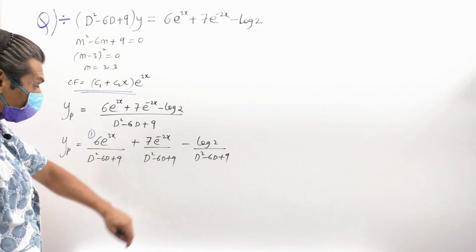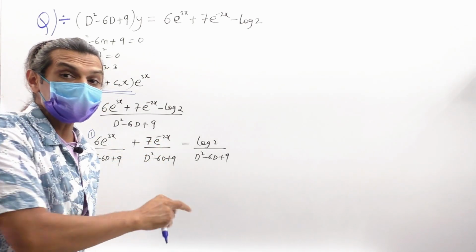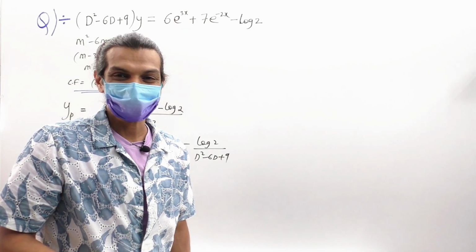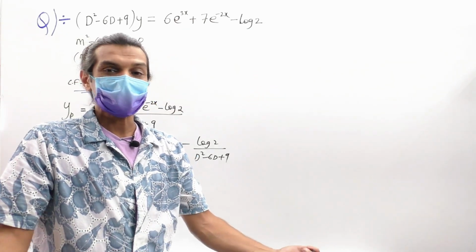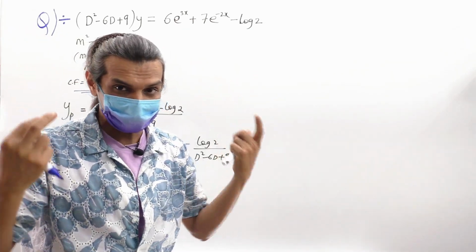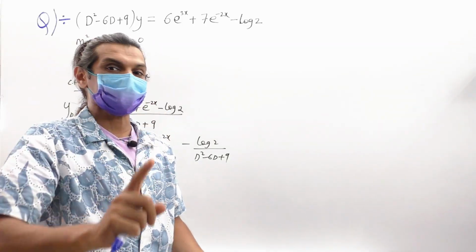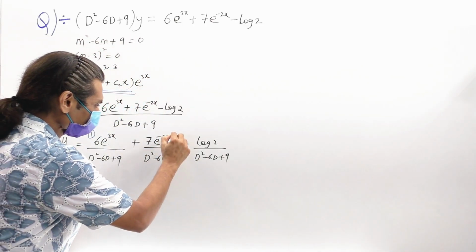Then again see the second, e^(-2x). Again it is type number 1. Anything of the type of exponential e^x upon f(D) is type number 1. So again this is type number 1.